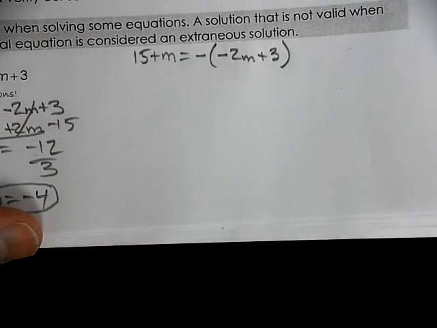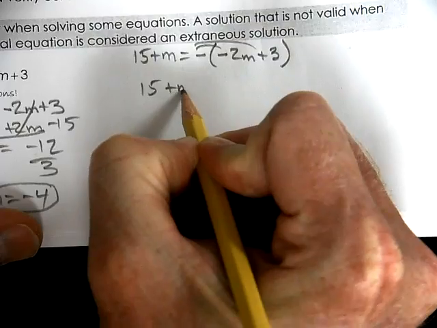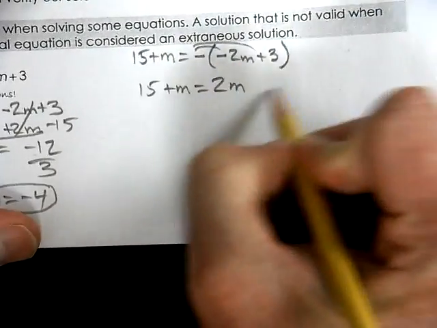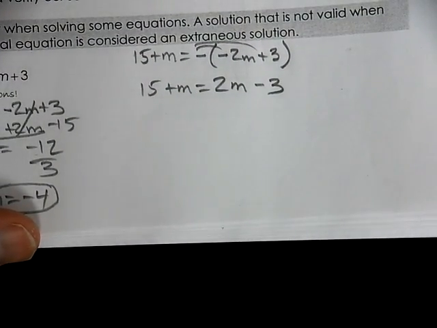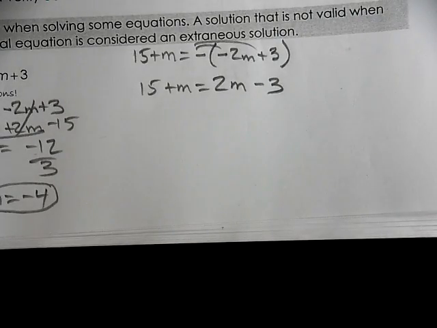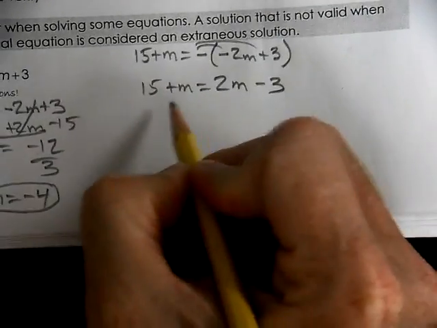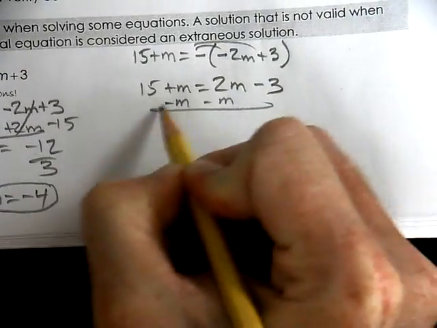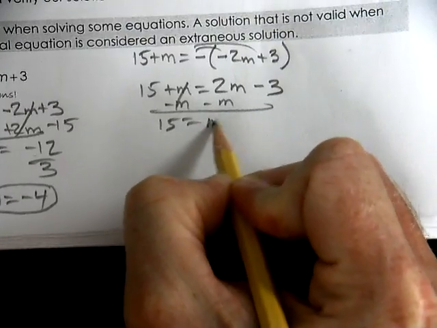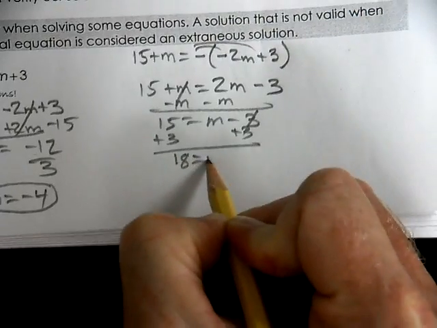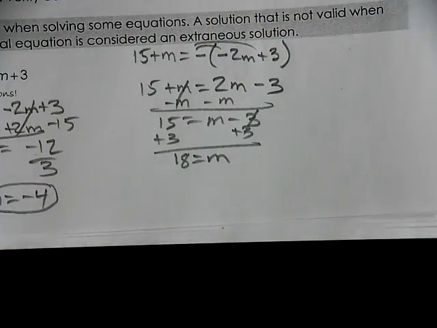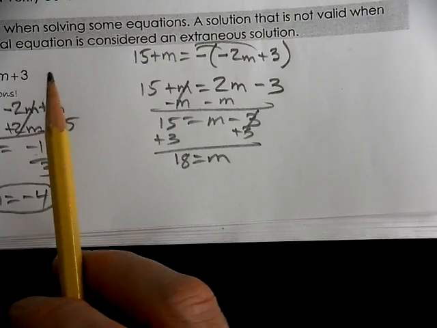Let's see how this one works. You're going to distribute your negative in. So this is 15 plus m equals positive 2m minus 3. Now we've done the opposite of that side. Just algebra. So we subtract the m. We get 15 equals m minus 3. We add 3. We get the answer of 18. Is 18 a real answer? It might be. You might have two answers that work in this case. You might.